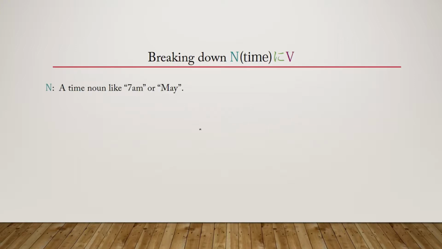Okay, so what is our noun? This is going to be a time noun, like 7 a.m. or May. Now, this is not going to be every single time noun that's out there, and we'll go over that in a second, but think of it as basically anything like that, like a time. Like 7 a.m., 8 a.m., May, June, July, some specific point in the space-time continuum.